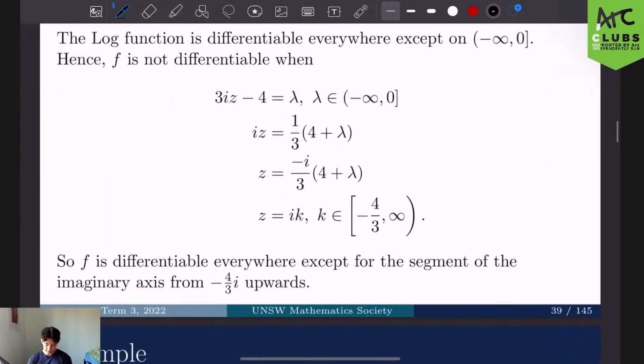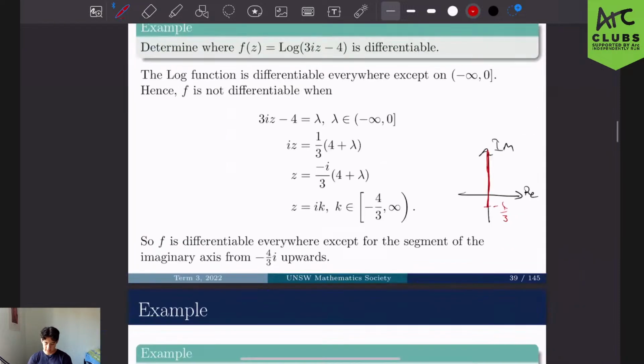And this, we can actually draw it out. So this is real, this is imaginary. I've got this value here of negative 4 over 3. So it's not differentiable along this line here, but everywhere else it is.